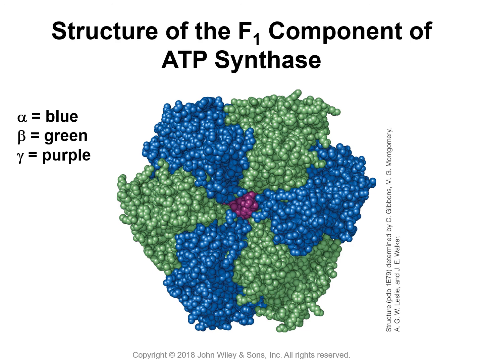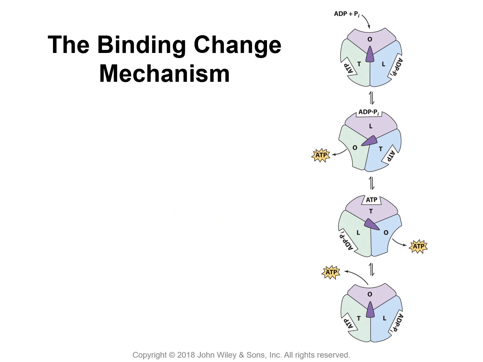Okay, the structure of the F1 component of ATP synthase. The alternating alpha and beta subunits, green, form a hexamer around the end of the gamma subunit. This view looks toward the matrix onto the top of the ATP synthase structure. And that's what you see. And then the next one shows the actual binding mechanism.